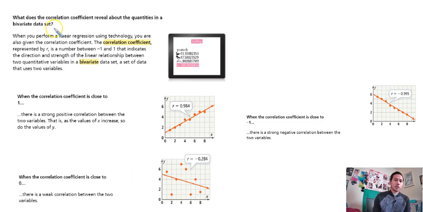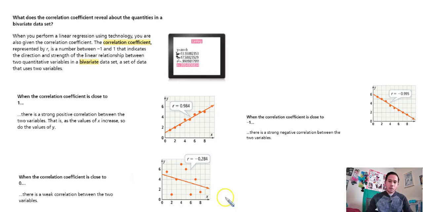All right, so what does the correlation coefficient reveal about the quantities in the bivariate data set? When you perform a linear regression using technology, you are also given the correlation coefficient. When we say correlation coefficient, this is represented by the letter R, small letter r. This is a number from -1 to 1 that indicates the direction and the strength of the linear relation between two quantitative variables in a bivariate data set, a set of data that uses two variables.